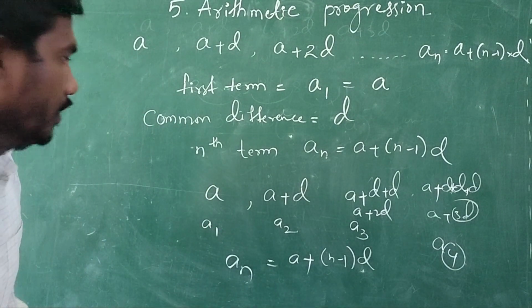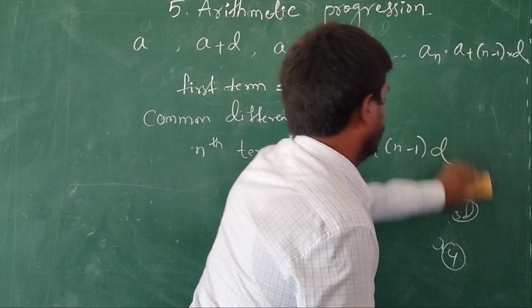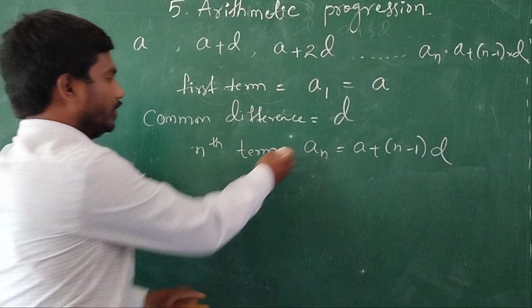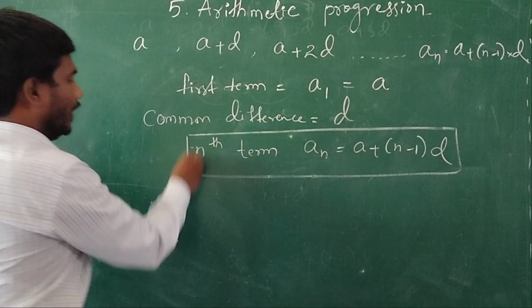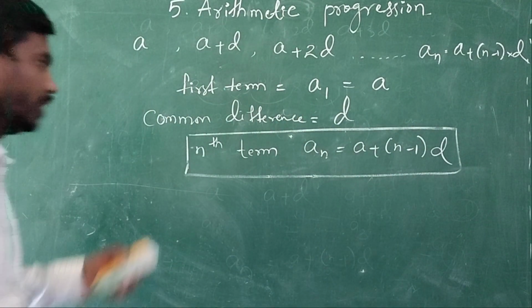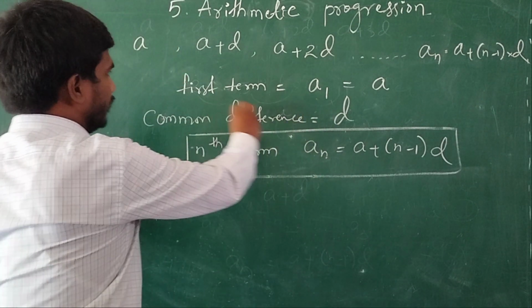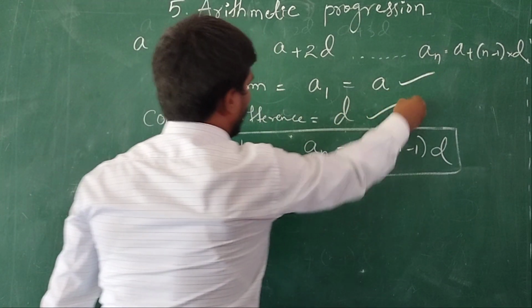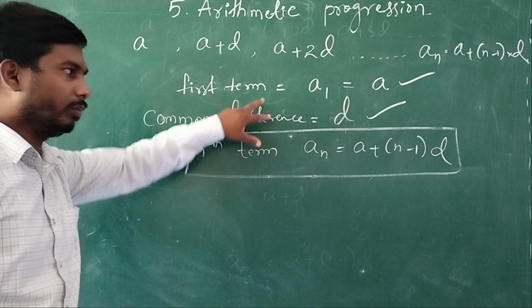So that is the standard form of an arithmetic progression, and the an value is a plus n minus 1 into d. Okay, so these terms are important: first term, common difference, and nth term. These 3 terms are the basics.